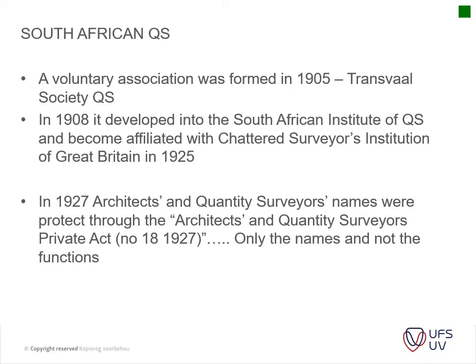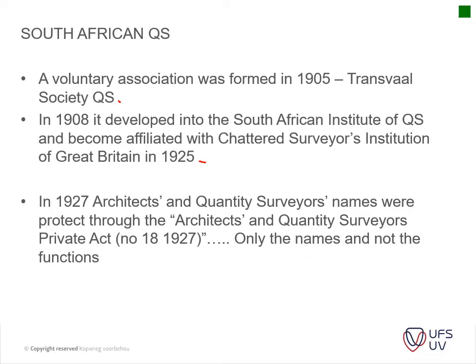Okay, and then voluntary associations were formed in 1905, the Transvaal Society of Quantity Surveying. In 1908, it developed into the South African Institute of Quantity Surveying and became affiliated with the Chartered Surveyors Institute of Britain, these days called RICS, the Royal Institution of Chartered Surveyors.